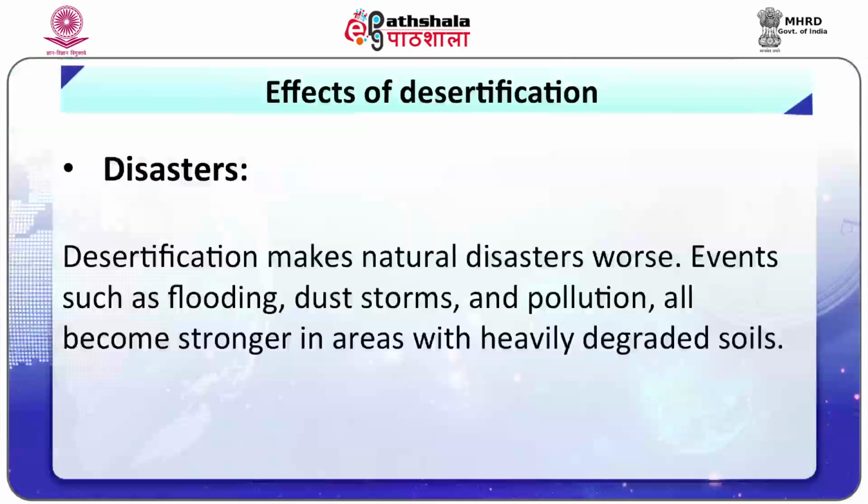Number 2. Disasters. Desertification makes natural disasters worse. Events such as flooding, dust storms and pollution all become stronger in the areas with heavily degraded soil. Without any plants stabilizing the soil and slowing down the runoff, rainwater easily accumulates and floods human settlements in the blink of an eye. Besides causing damage, flood water also picks up unwanted pollutants while making its progress through urban areas, and that's how pollution spreads over vast areas.